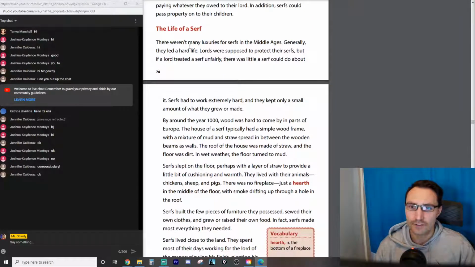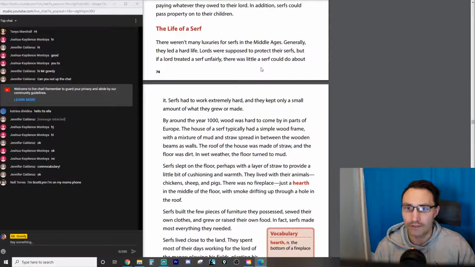The life of a serf. There weren't many luxuries for serfs in the Middle Ages. Generally, they led a hard life. Lords were supposed to protect their serfs, but if a lord treated a serf unfairly, there was little a serf could do about it. Serfs had to work extremely hard, and they kept only a small amount of what they grew or made.